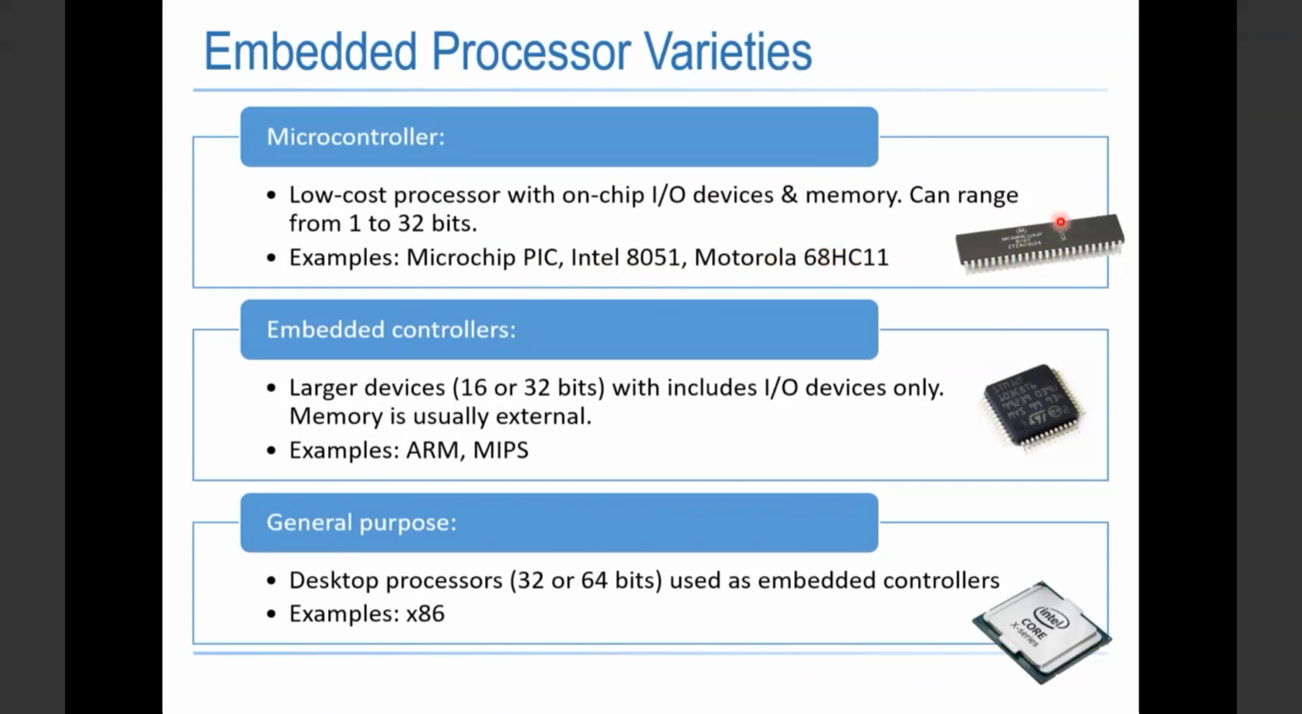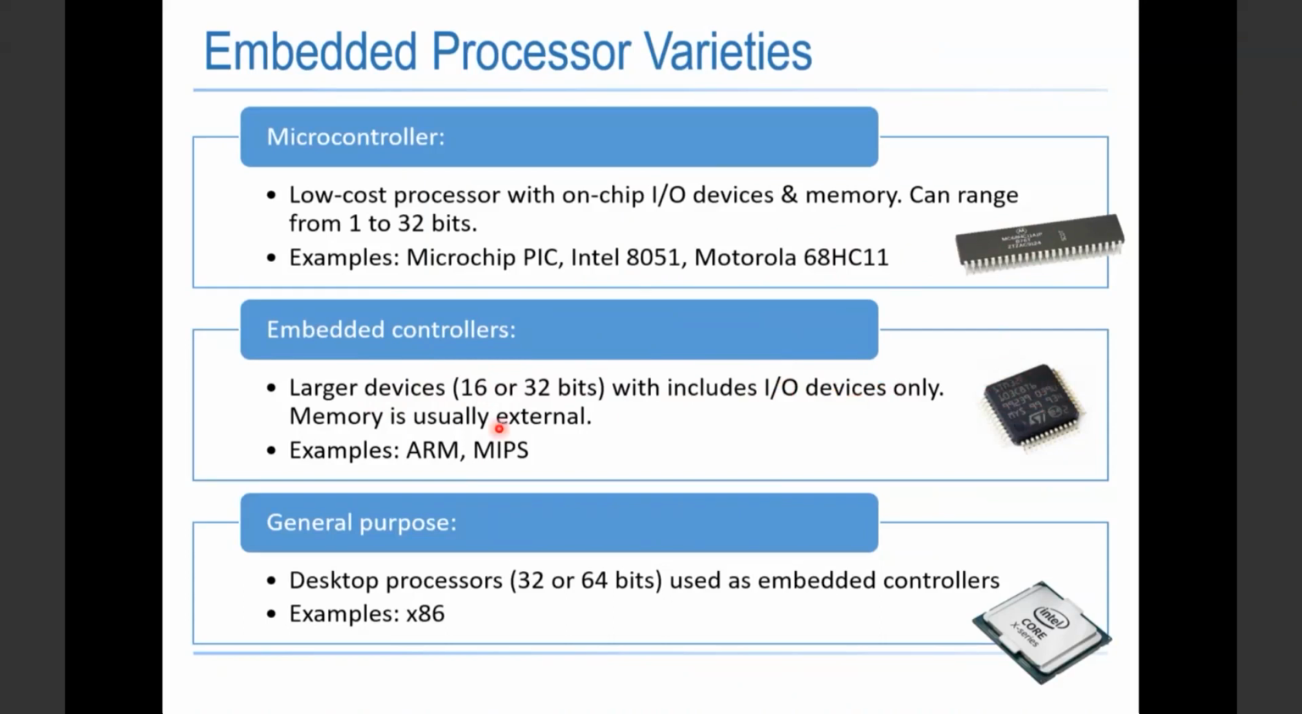So, the example of a Motorola HC11. Next, the second one here, we have the embedded controller. It's the largest device, with a size of 16 or 32 bits, and it includes only I/O devices. Inside here, it has the I/O device or GPIO.